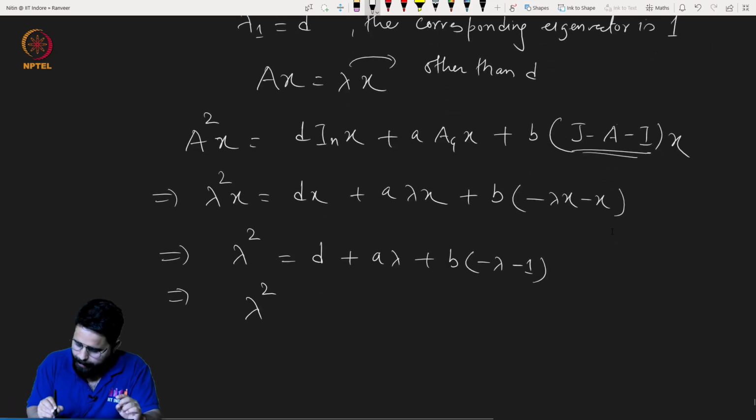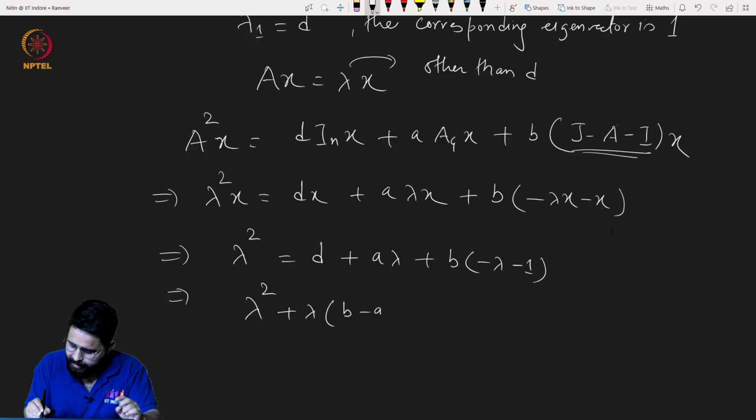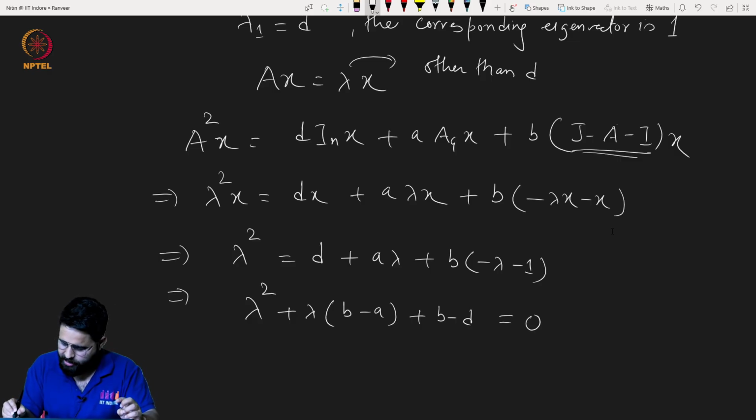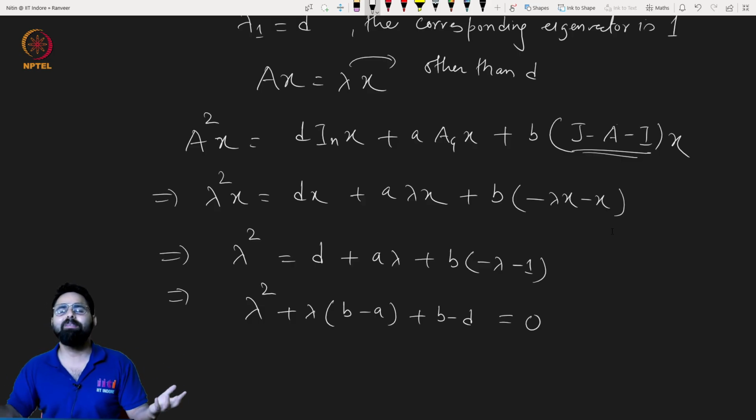lambda square, and then maybe what I can do is plus lambda b, I will take as b and minus here a. Okay, is it all? Then plus b minus d, yes, b minus d, yes, very good. I think, let me check it again. So lambda square, lambda I have taken, so b, yeah, minus a, then plus b minus d, perfectly fine, perfect. Now this is what? This is a quadratic equation.